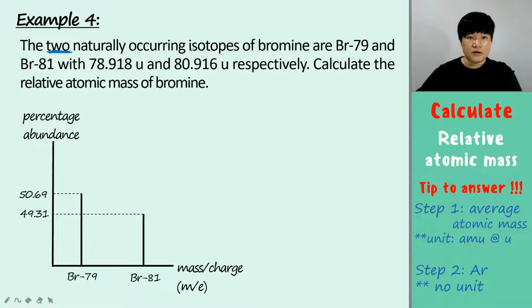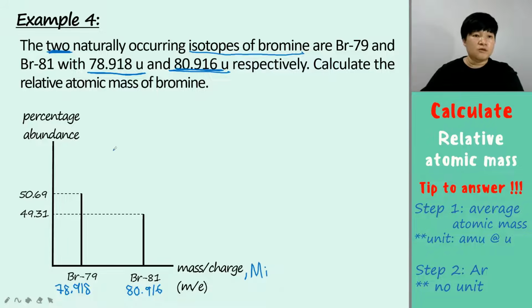There are two isotopes of bromine. So I have two bromine over here, which are bromine 79 and bromine 81. For this question, bromine 79 and bromine 81 come with specific isotopic masses. So make sure you put down the isotopic mass for bromine 79, which is 78.918, while for bromine 81 it is 80.916. That is the Mi for your bromine, while the percentage abundance over here is obviously your Qi.